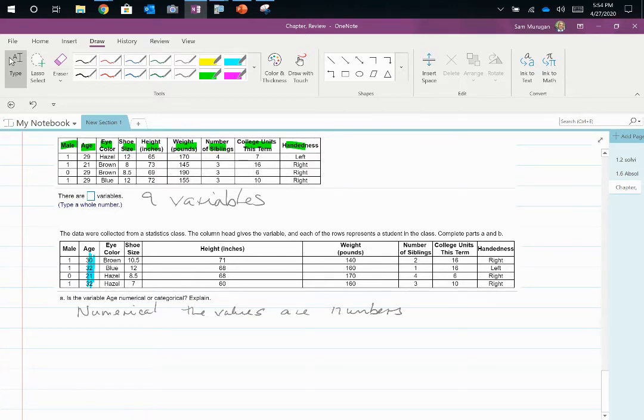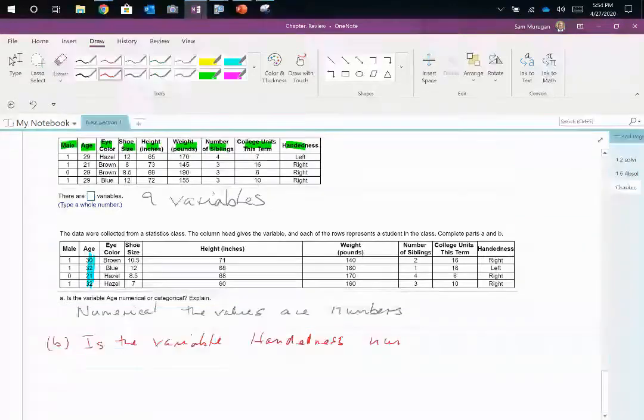However, if we were asked the part B, let's say there was a part B of this problem, and it says, is the variable, let's say, handedness, numerical or categorical?